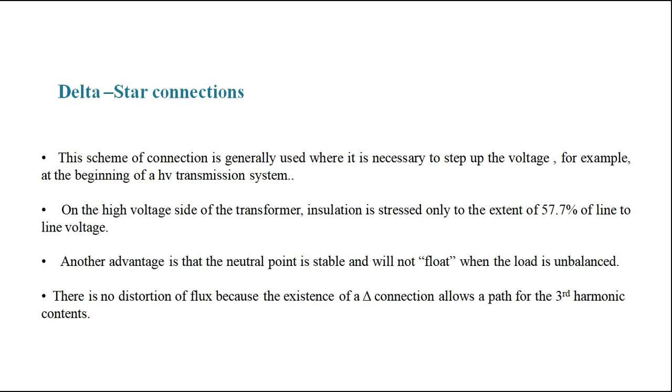There is no distortion of the flux because of the delta connection, because the third harmonic components circulate inside the delta, therefore there is a path for the third harmonic currents because of the delta connection. Therefore it can operate in the unbalanced condition also, and it is capable of blocking the third harmonic component. These are some of the advantages of the delta star connection.